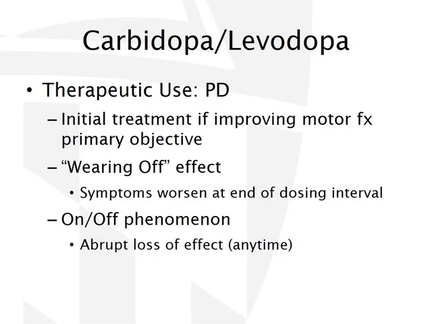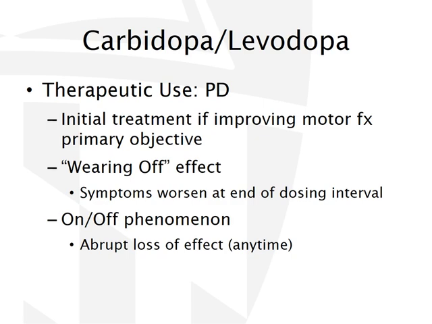So therapeutic use obviously is for Parkinson's disease. This is the most effective drug we have for Parkinson's disease. About 75% of patients will experience at least a 50% reduction in symptoms after starting therapy with carbidopa-levodopa. It is very effective. And so if a patient starts this drug and they don't have symptom reduction, that's pretty indicative that they probably don't have Parkinson's disease.